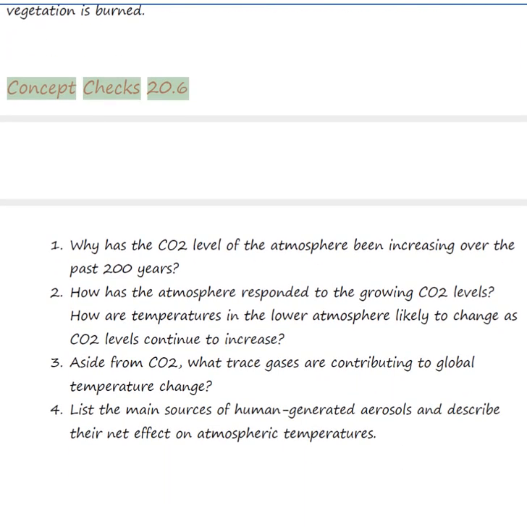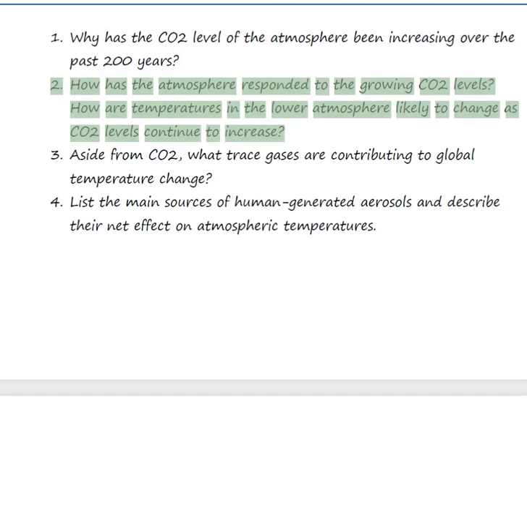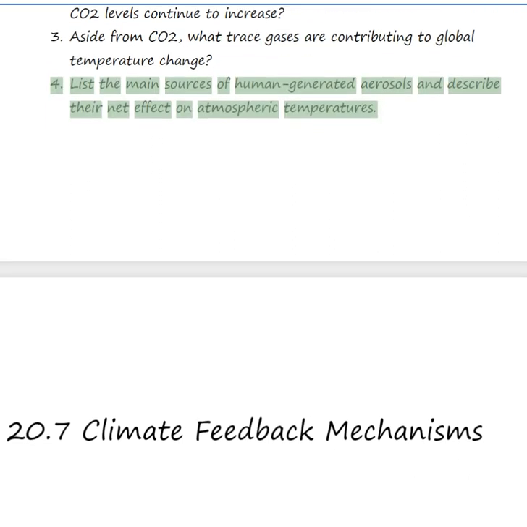Concept checks 20.6. 1. Why has the CO2 level of the atmosphere been increasing over the past 200 years? 2. How has the atmosphere responded to the growing CO2 levels? How are temperatures in the lower atmosphere likely to change as CO2 levels continue to increase? 3. Aside from CO2, what trace gases are contributing to global temperature change? 4. List the main sources of human-generated aerosols and describe their net effect on atmospheric temperatures.